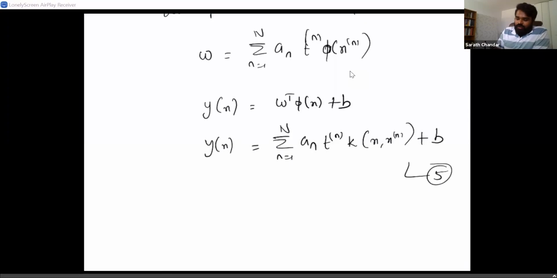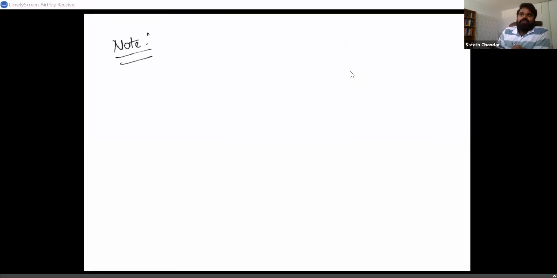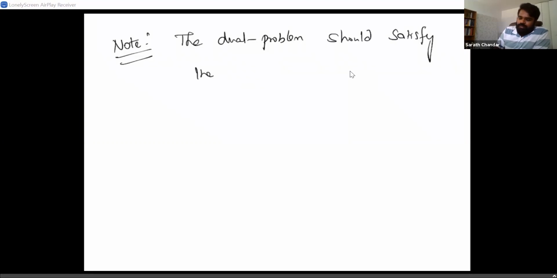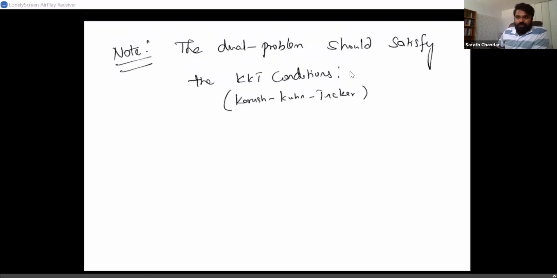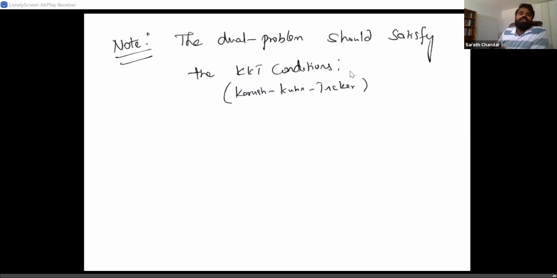To do that, we are going to make use of what is known as the KKT conditions. I believe you had this as part of your reading when you were reading about Lagrange multipliers. The basic idea here is that the dual problem should satisfy the KKT conditions, named after Karush, Kuhn, and Tucker. We are not going to get into the optimization theory details here. We are just going to list those three conditions, and you're going to take it as given.